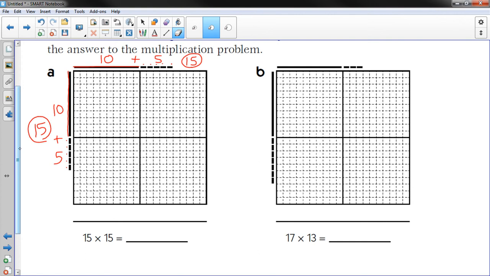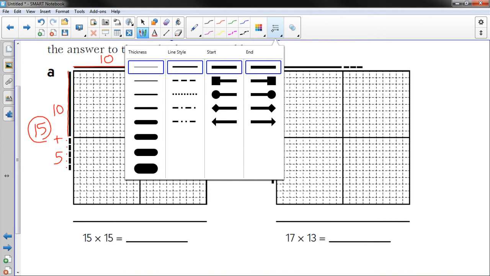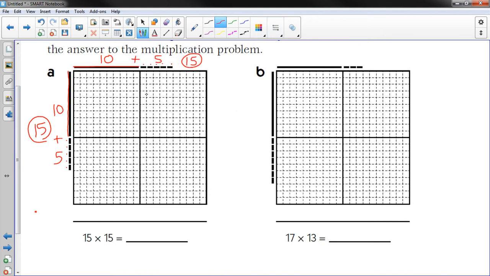Now I just have to figure out the area and add up the partial products. All right, so 10 times 10 is in this section. And 10 times 10 is 100. The next one to the right represents 5 times 10. 5 times 10 is in this area. So I have 5 columns of 10, or 10 rows of 5. 5 times 10, I know that's 50.